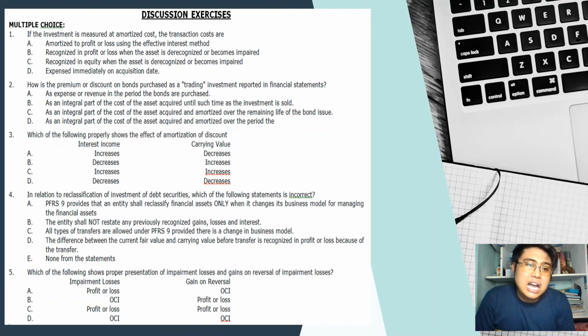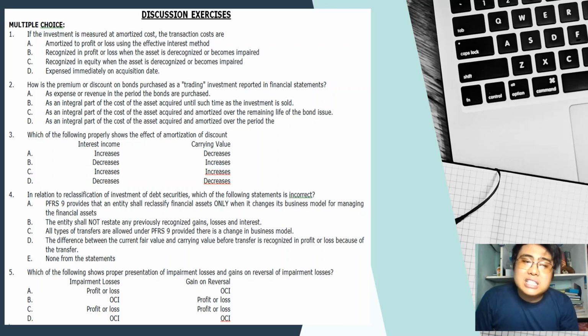Okay, based on our discussion ng FAR 16. Number 1, if the investment is measured at amortized cost, the transaction costs are. Alam naman natin na kapag FVOCI at amortized cost, transaction costs are capitalized. The mere fact that you capitalize transaction cost, it means itong amount na to dadaan sa amortization. And amortization is an application of your effective interest method. Kaya naman ang sagot sa number 1 is letter A. It is being amortized using the effective interest method. Bakit? Kasi kinacapitalize mo.